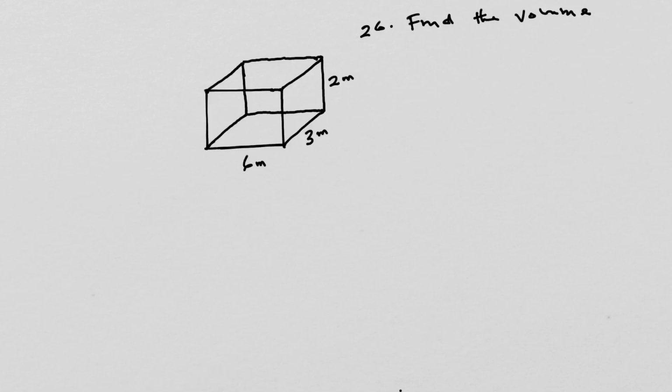Question 26. For this question, we are supposed to find the volume of the figure. To find the volume, we will multiply the length by the width by the height. So we have 6 times 3 times 2. We multiply this to get 36 meters squared.